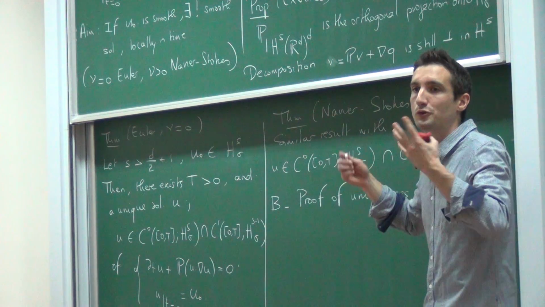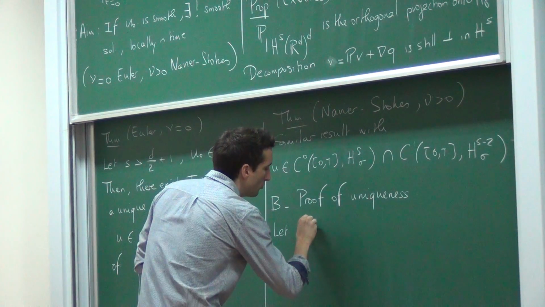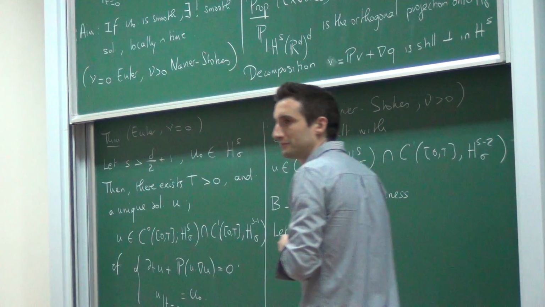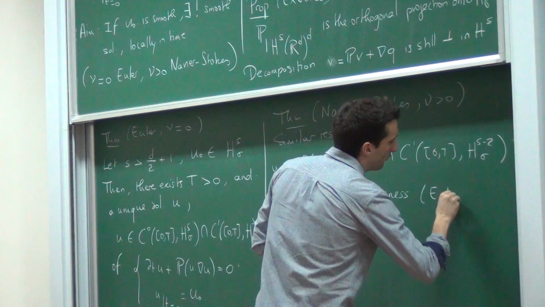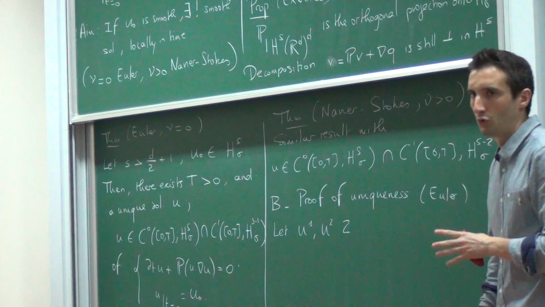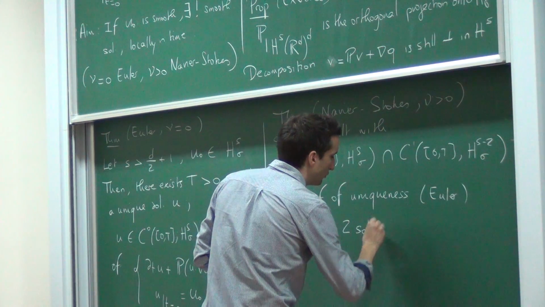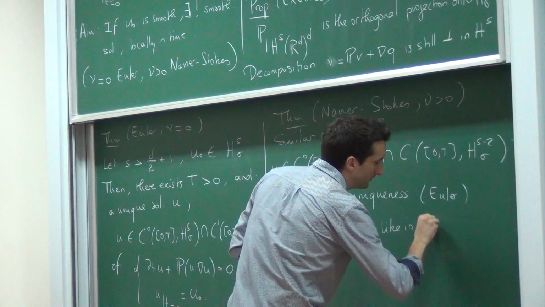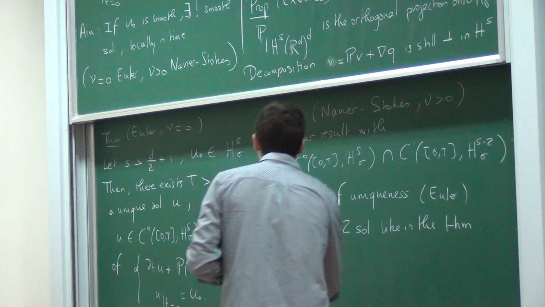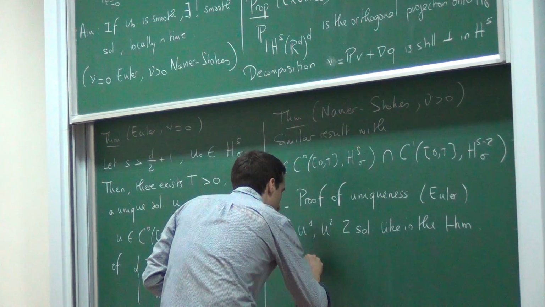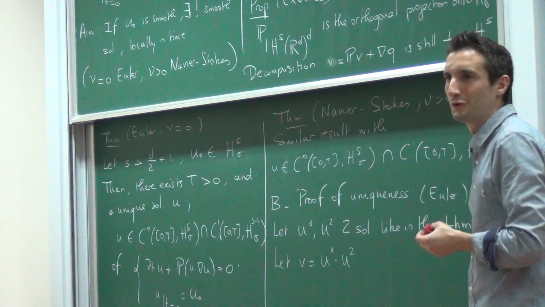I assume there are two solutions, u1, u2, two solutions of the equation. I will do everything for Euler and for Navier-Stokes. These are really minor changes. So you take u1, u2, two solutions like in the theorem. And you take v, the difference between the two. Of course, you want to show that v is 0.